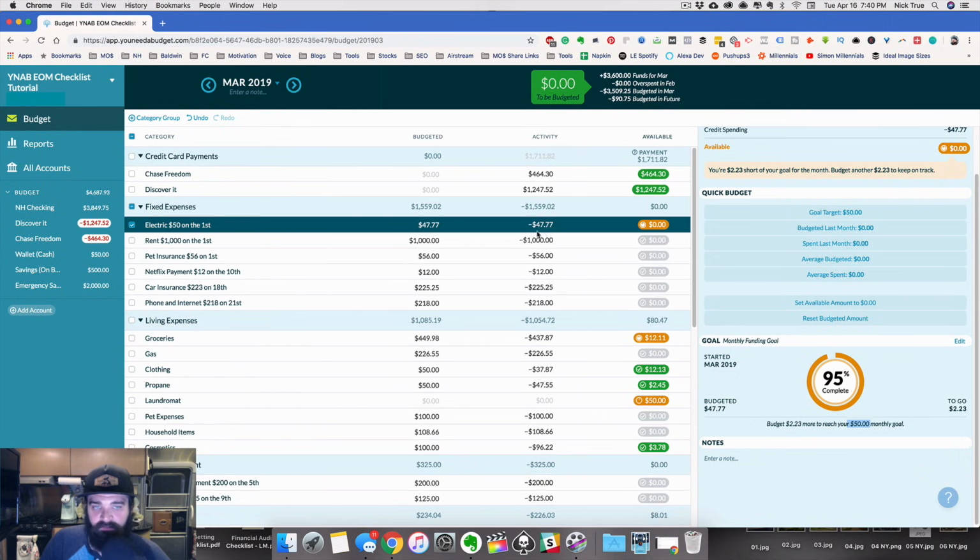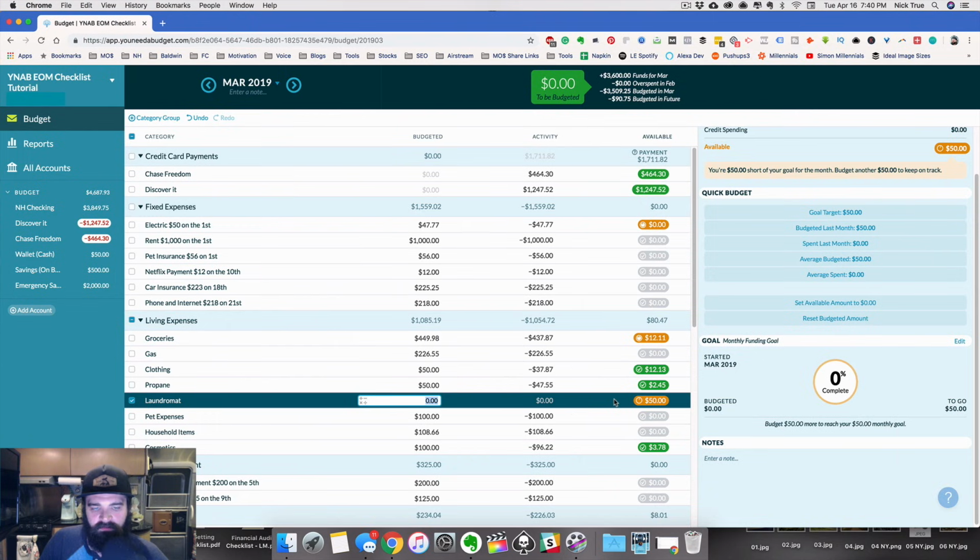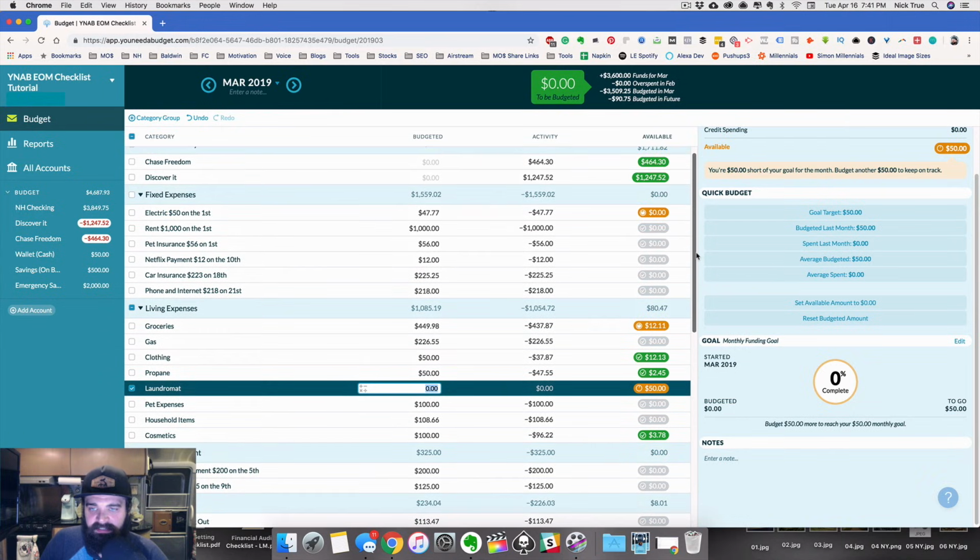In this case, I really don't care because I'm happy to just budget what the electric bill is, and we use that money to cover the overspending that we had on our car insurance. So I'm fine to end the month with this orange just like it is. Same thing with groceries. Same thing with laundromat. So that's the second thing you have to do at the end of every single month: cover all of your overspending and really try to end the month with 0 overspending going into the next month.